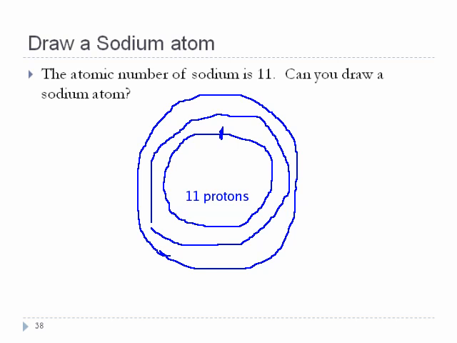The first shell can hold up to 2 electrons. The second shell can hold up to 8 electrons. 1, 2, 3, 4, 5, 6, 7, 8, 9, 10. So we have one more. In that outer electron shell of sodium, there's only one electron, circulating in this one electron shell all by itself, way far away from the nucleus.